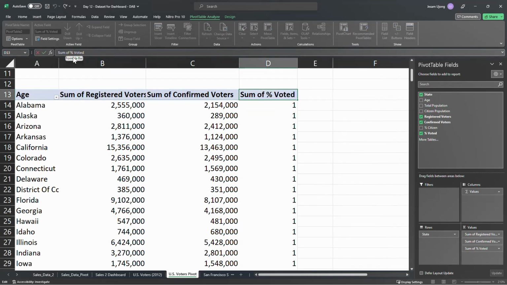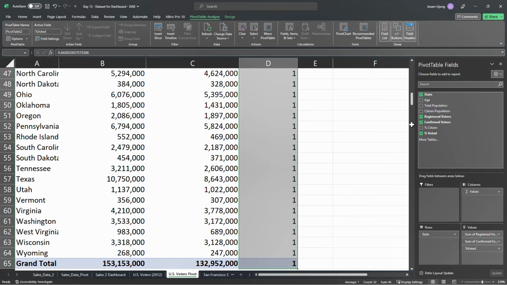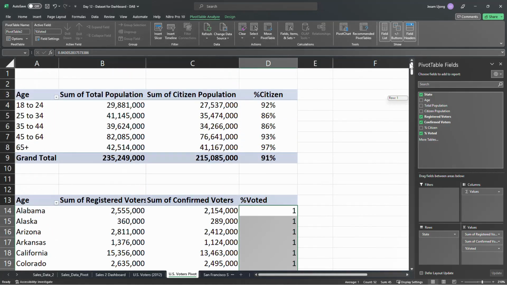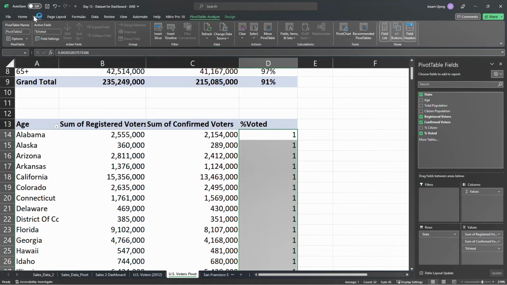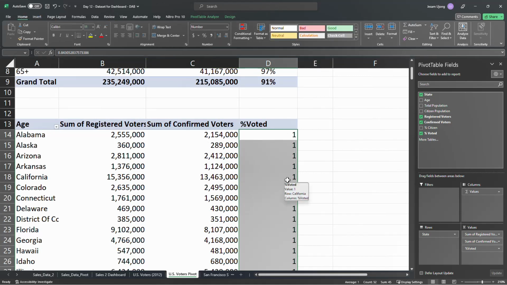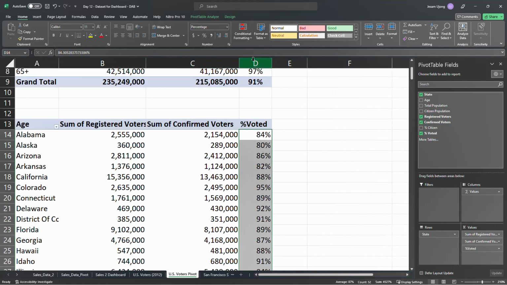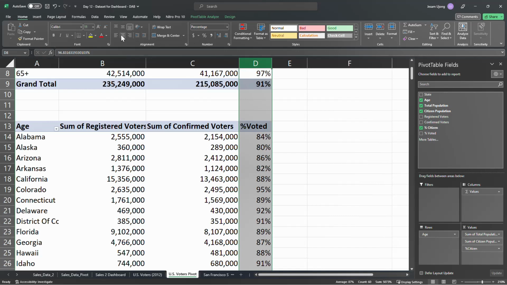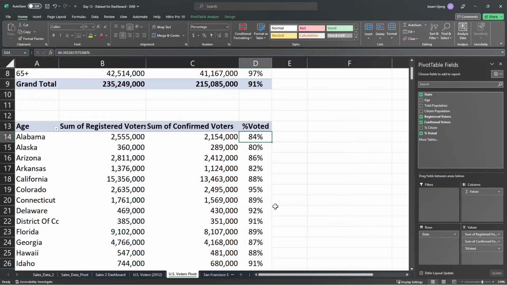And it automatically creates a new column as part of my pivot table called sum of voted. I really get tired of this sum of, so I'll just change it there. Now what it has done is round this up to a whole number, but I would rather have it in percentage. So I highlight the whole column and increase the decimal places to two decimal places, and put my percentage. And that gives me it in percentage, right?